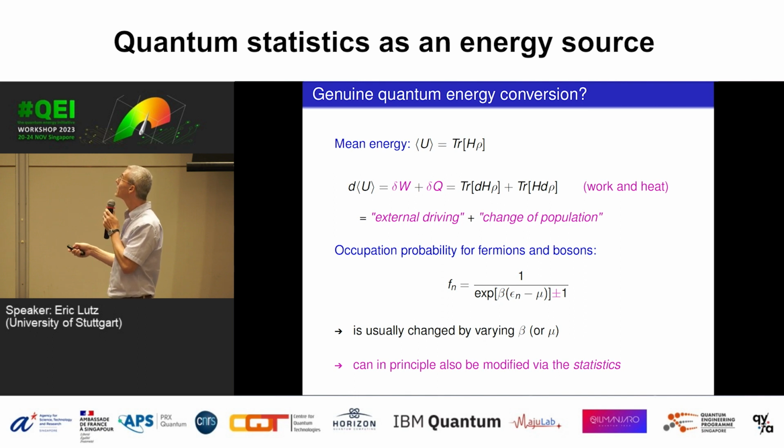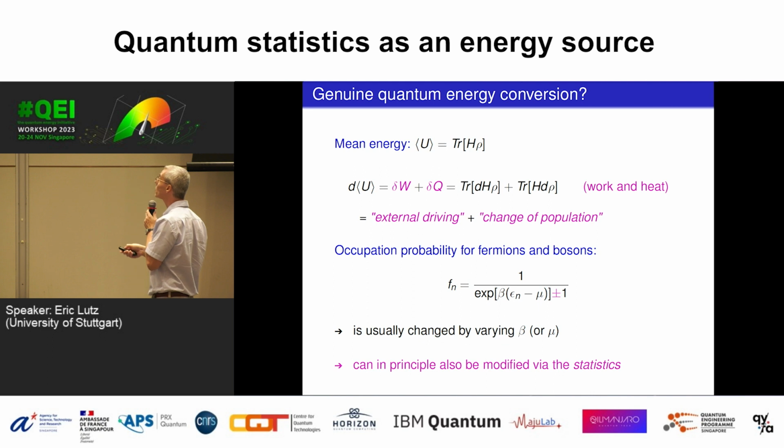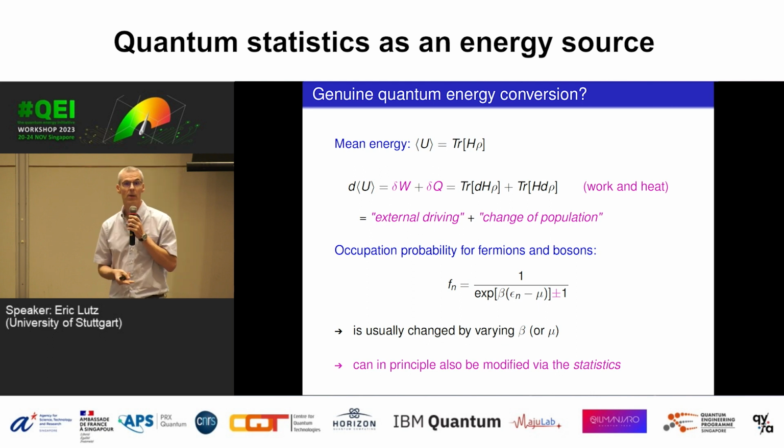Now let's have a look at this formula down here, which you all know very well. That's the occupation probability for fermions and bosons. If you want to change that occupation probability, you have three different ways of doing that. Conventionally, people would tell you, well, I can change it by changing the temperature, or better the inverse temperature. At the same time, we can also change the chemical potential. But now let's assume just for a second that we can change the sign down here, meaning we change the statistics. In principle, mathematically, it should be possible.